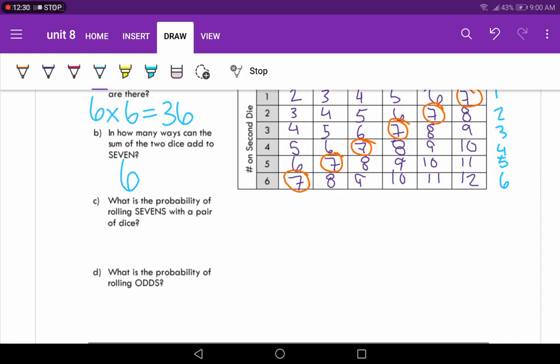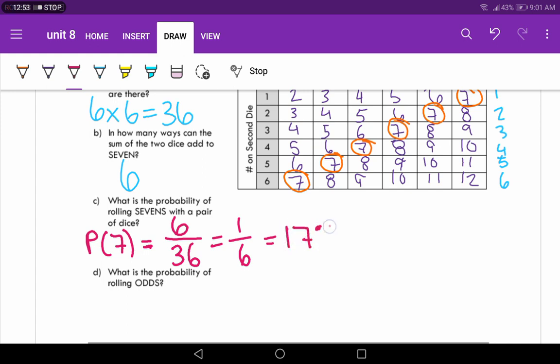What is the probability of rolling 7s with a pair of dice? So again, our probability formula, probability of 7s. Okay, we're successful with adding to 7 6 times out of a total of 36. Again, if we divide those both by 6, that's 1/6. 1 divided by 6 times 100 is 17%.